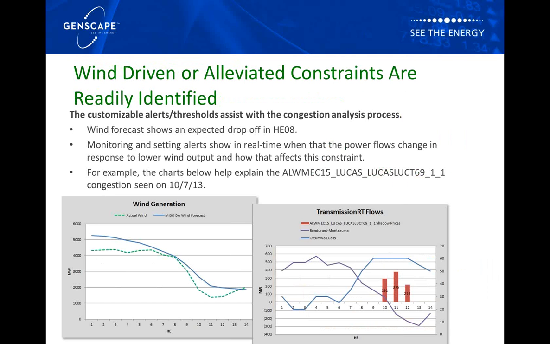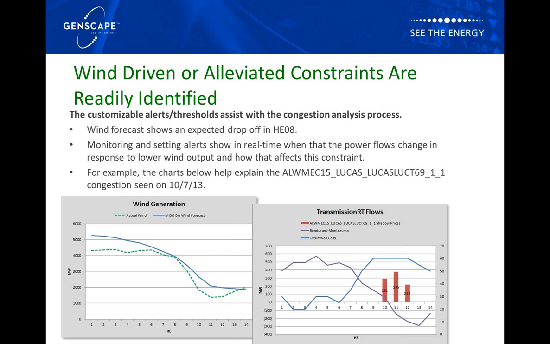So for this next example, we're going to look at the impact of wind on constraints. So in MISO, the wind really can impact some of these constraints. And for this example, we're going to look at the Lucas area and, I guess, the lack of wind seen there on October 7th.